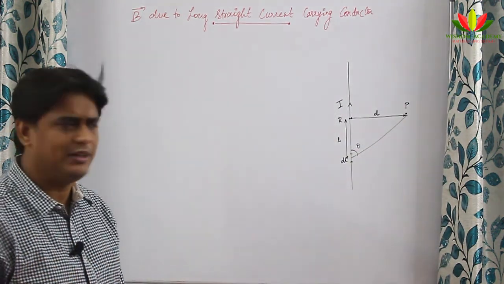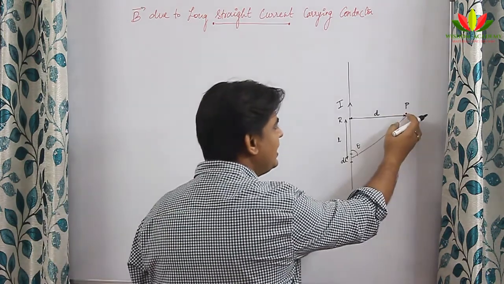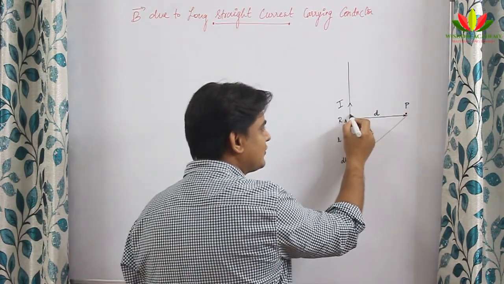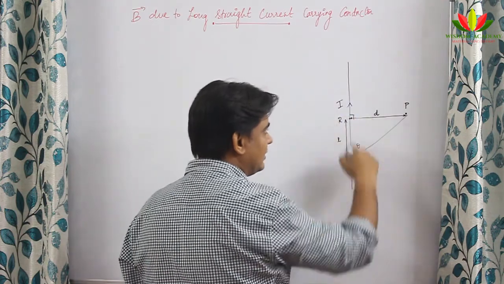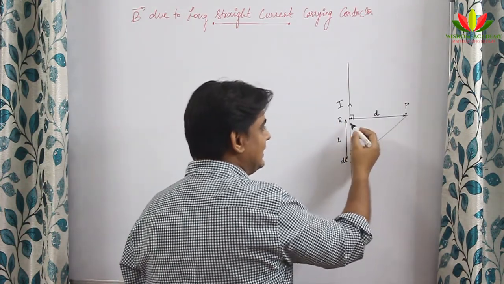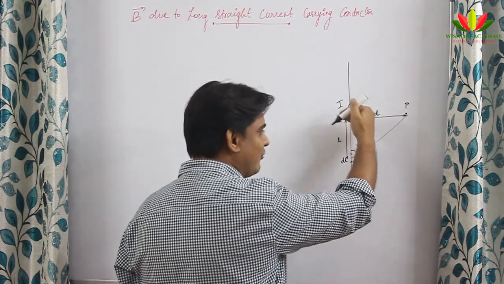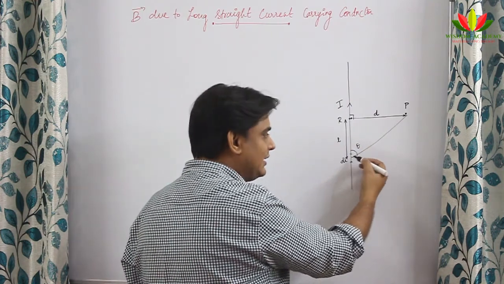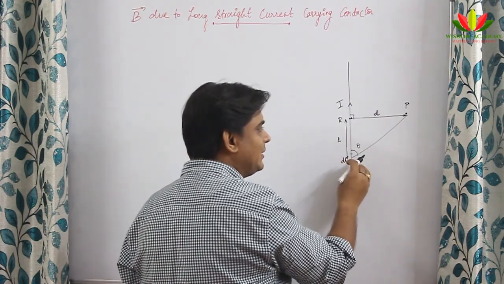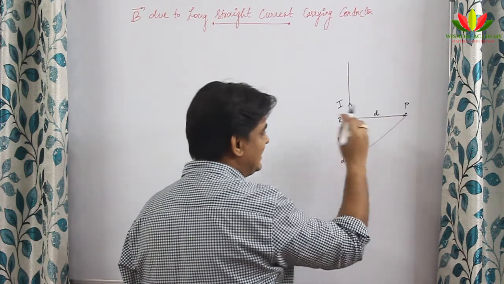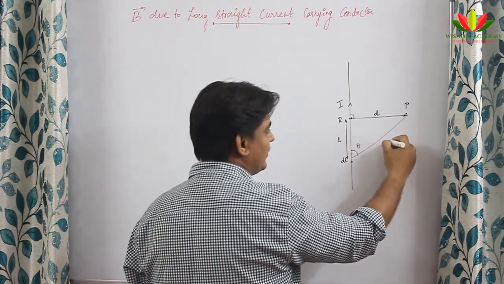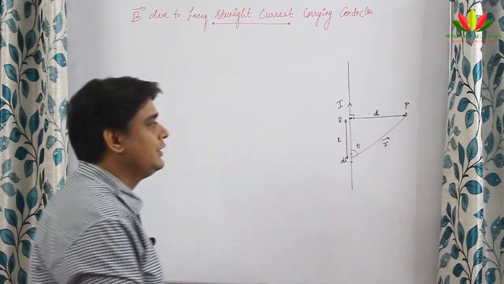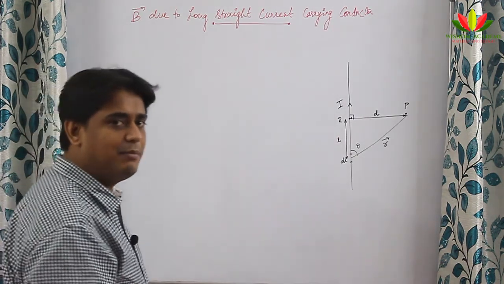I hope you have understood all the points. So I have taken a point P whose perpendicular distance from the wire is D. Then I have taken at distance L from R the current element, and the angle made by the current element and this point P is theta. Let this be R, the position vector R.